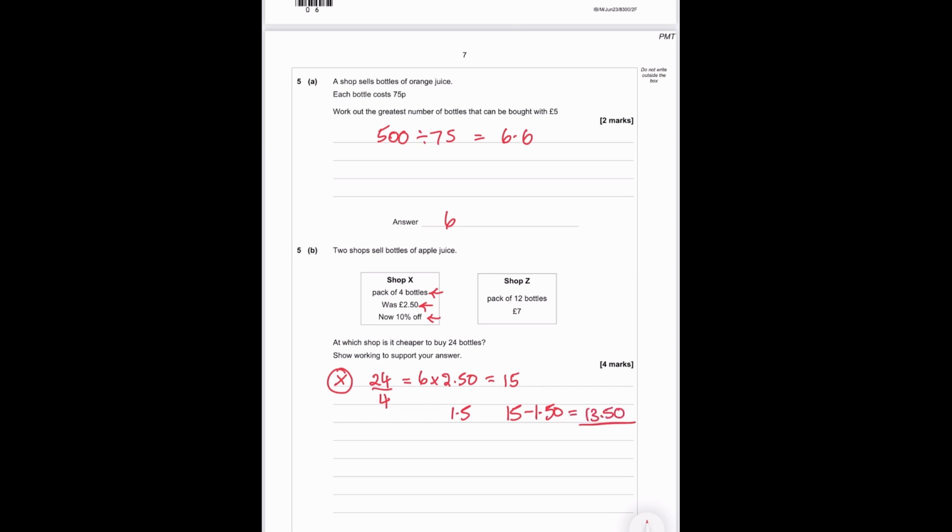For Z, we're going to buy a pack of 12 bottles for £7. So we would need 24 divided by 12, we would need 2, and 2 times 7 is 14. So which one is cheaper? It would be shop X.